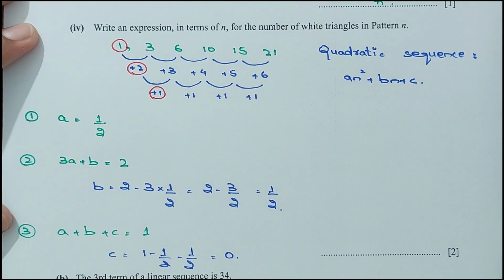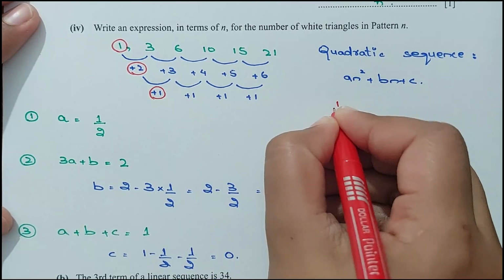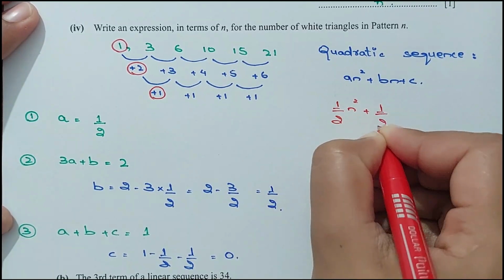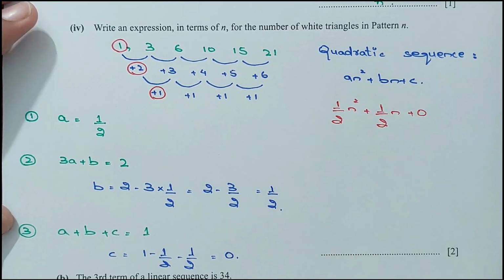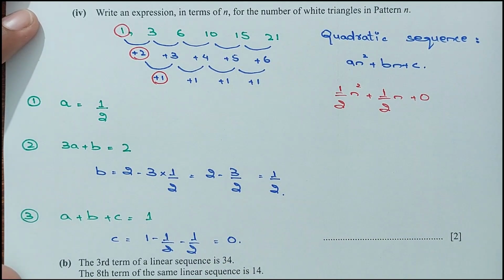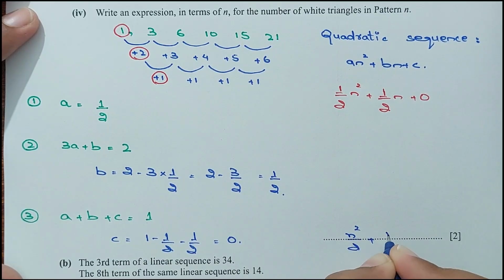So let me plug all the values into the sequence. a is 1/2 n², b is 1/2 n, and c is 0. So the nth term for the number of white triangles is n²/2 + n/2. That is the nth term, right?